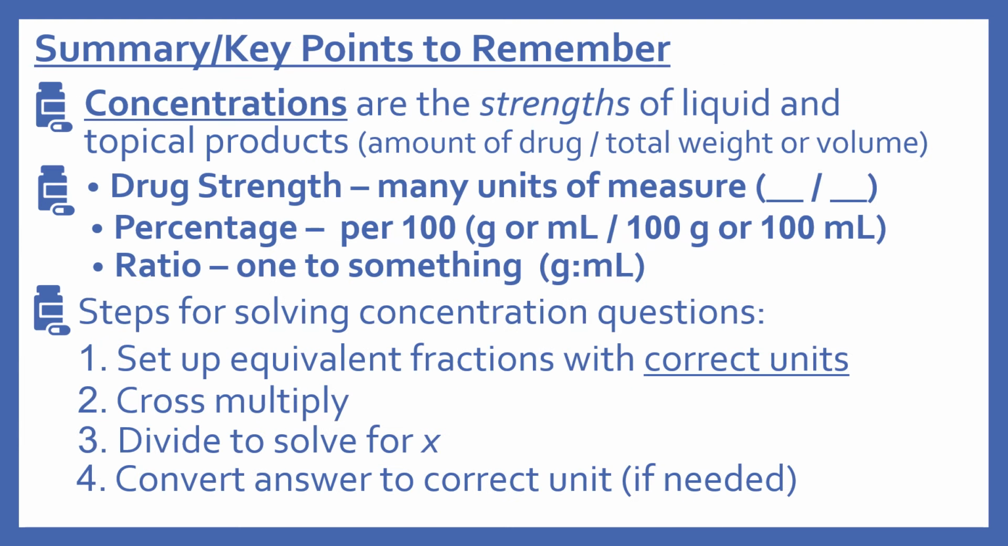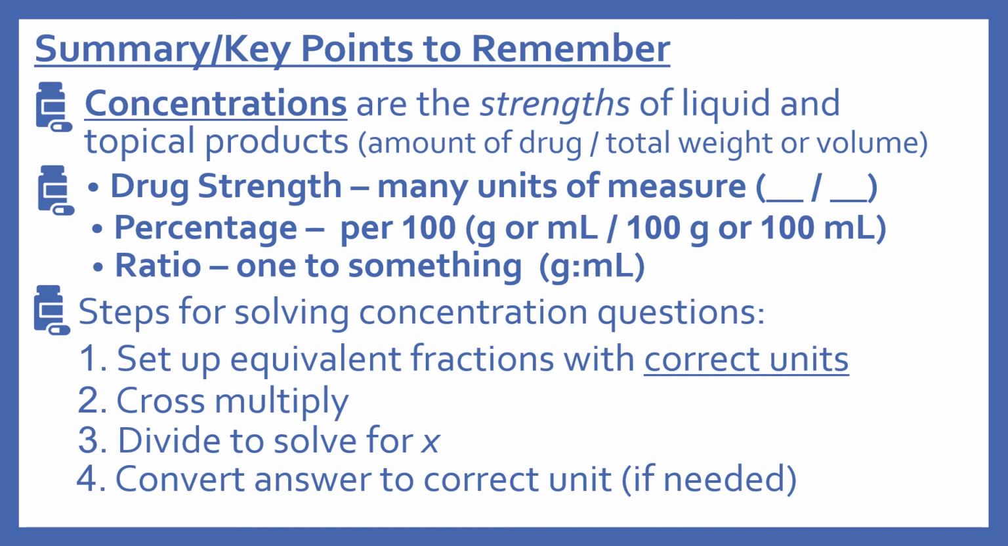Okay, now we'll just look at a summary and some key points to remember about concentrations. Concentrations are the strengths of liquids and topical products. And remember, as a formula, this would be the amount of drug per the total weight or volume of the product. There are drug strength concentrations. Remember, these come in many units of measure: milligrams per milliliter, grams per milliliter, micrograms per milliliter, units per gram, many different units of measure. Percentage concentrations: percent means per 100, and the units for a percentage concentration are grams or milliliters per 100 grams or 100 milliliters. So we have to be in grams and milliliters with percentages.